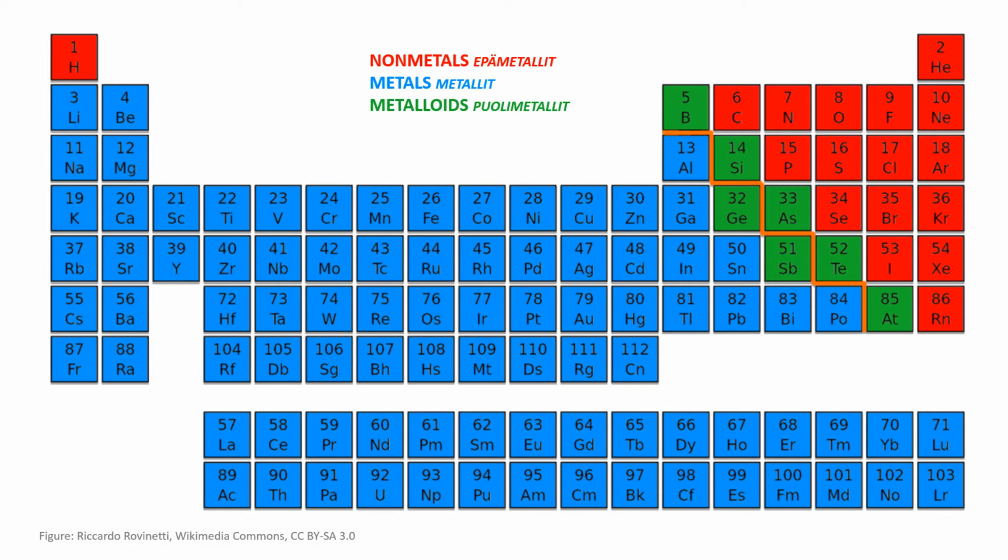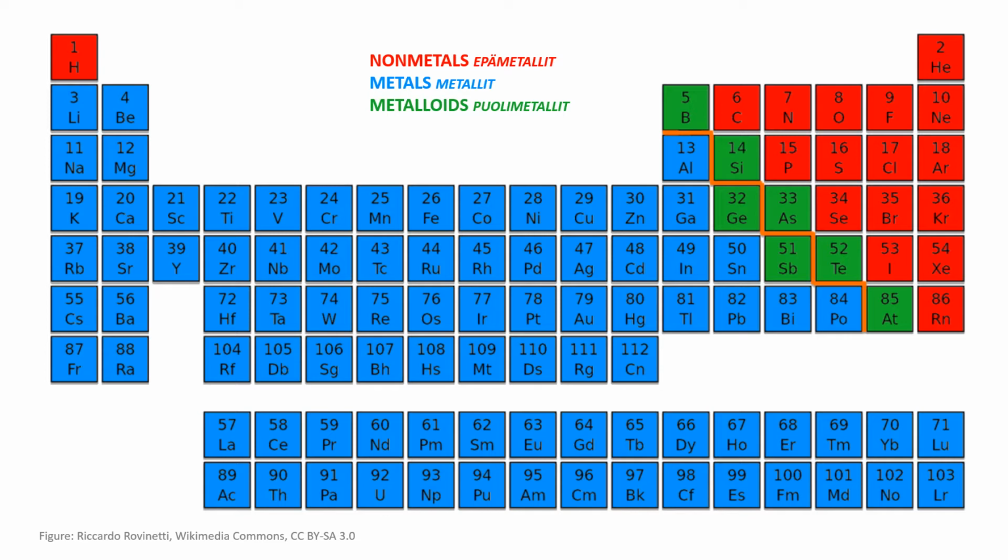The elements can be classified as metals, nonmetals, or metalloids. Metals are located on the left of the periodic table and nonmetals are located on the upper right. Elements near the borderline tend to have properties that are intermediate between those of metals and nonmetals. They are metalloids.